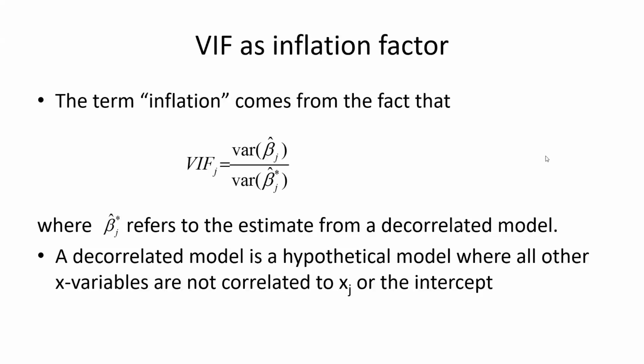Why is VIF called the variance inflation factor? Well, the term inflation comes from the fact that if you take the ratio between the variance of the estimate of beta and the variance of the estimate of beta in a decorrelated model, then we just get the variance inflation factor. Now, what is a decorrelated model? It's a hypothetical model where all other x variables are not correlated to xj or to the intercept.